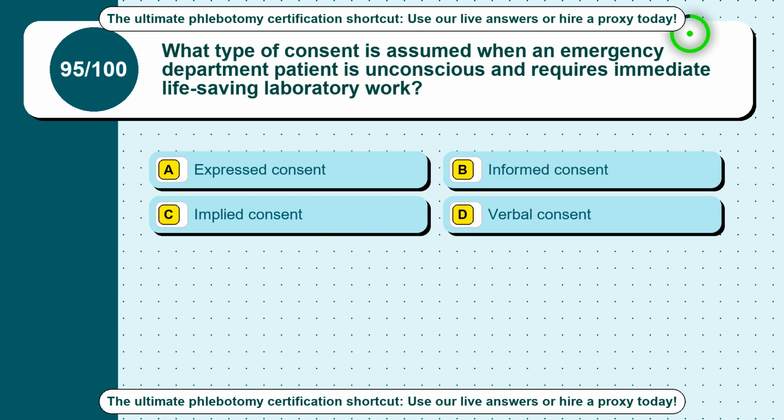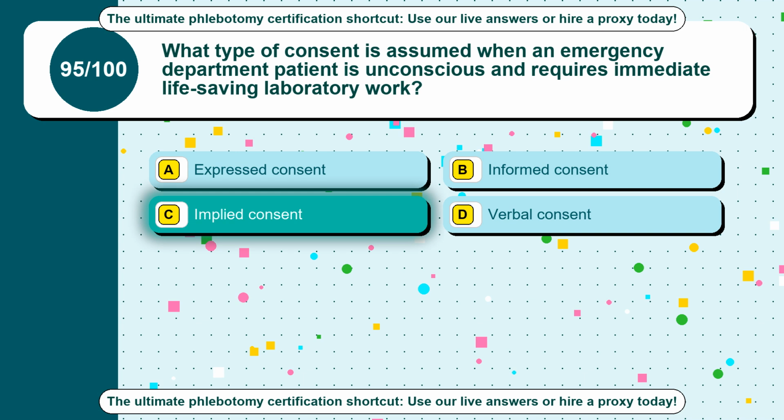Question 95. What type of consent is assumed when an emergency department patient is unconscious and requires immediate life-saving laboratory work? Option A, expressed consent. Option B, informed consent. Option C, implied consent. Option D, verbal consent. The correct answer is option C, implied consent.